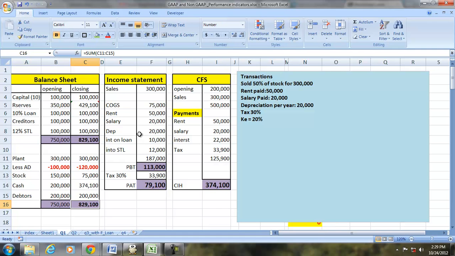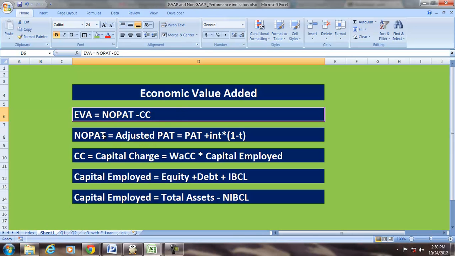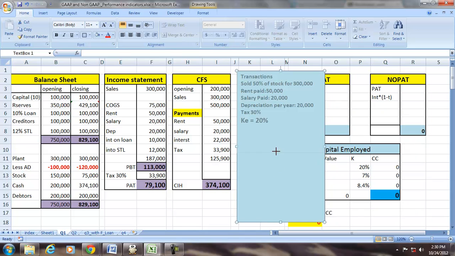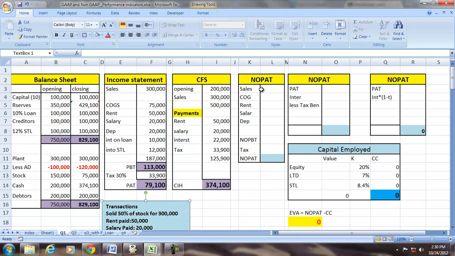Now we will use this information to find economic value added with a given additional information that the cost of equity is 20,000. Now, as we mentioned here, the determination of EVA requires NOPAT and capital charge. So we'll do that now. So the NOPAT calculation, we'll use the formats which are given here. So the NOPAT calculation can be PAT. We'll use the PAT is 79,000.